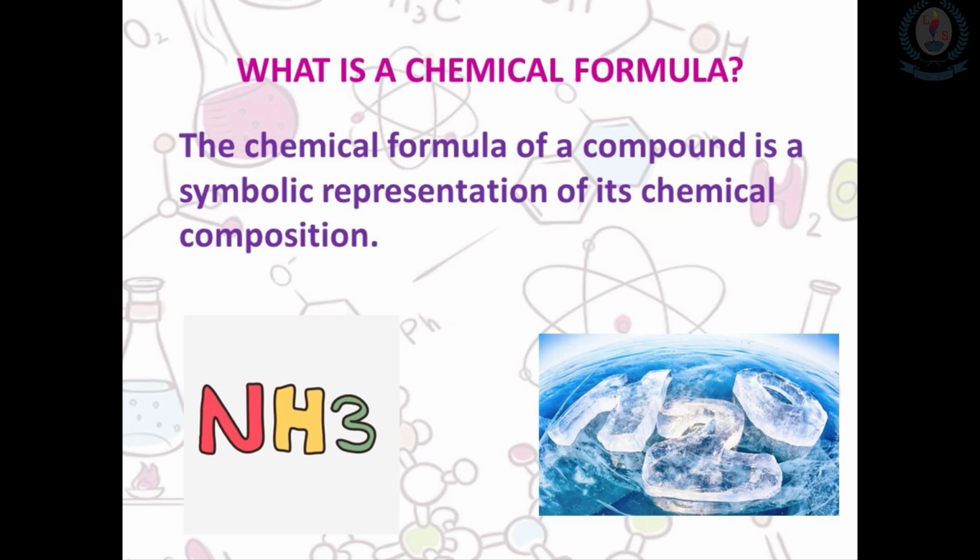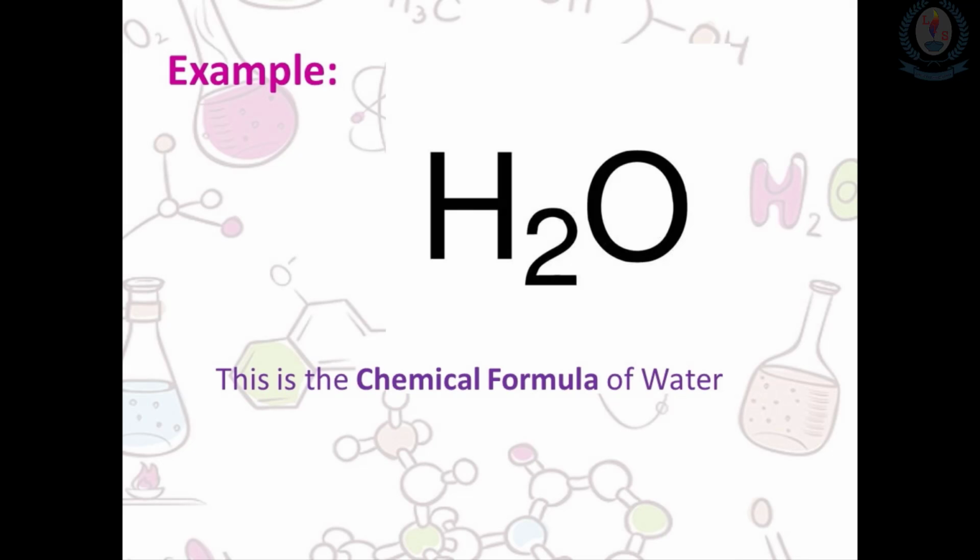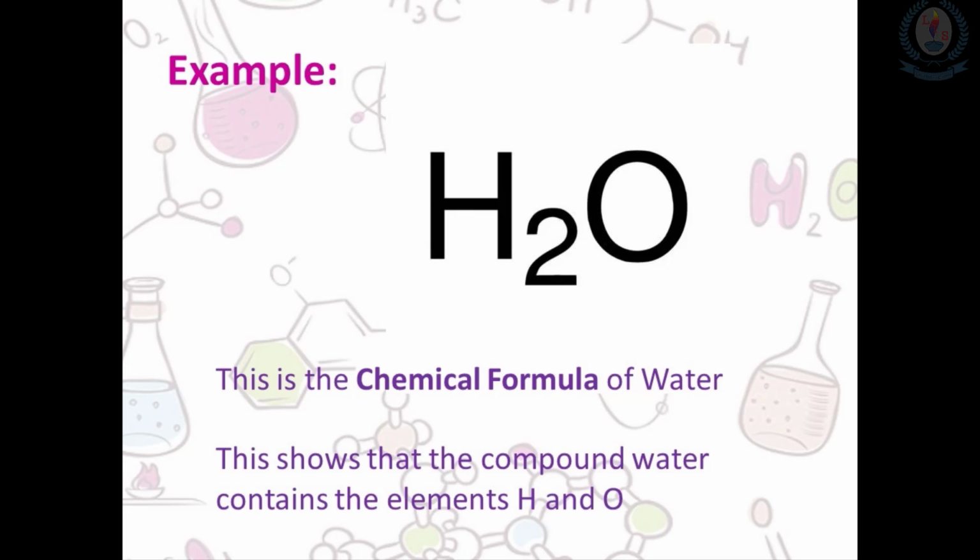First, let's try to understand what a chemical formula is. The chemical formula can be defined as the symbolic representation of the chemical composition of a compound. For example, H2O. H2O is the chemical formula for water. It clearly shows that the compound water contains the elements hydrogen and oxygen.